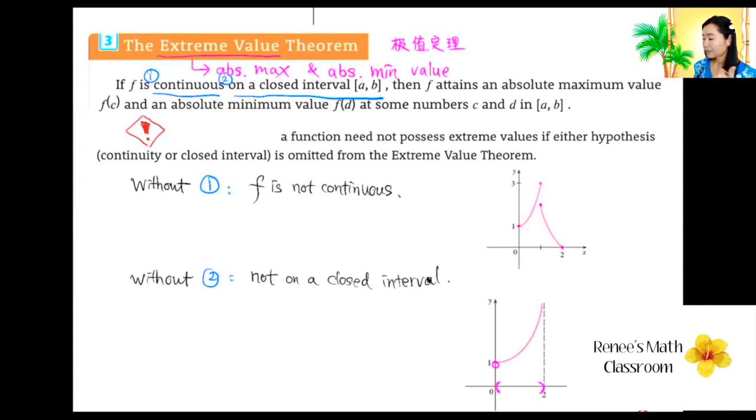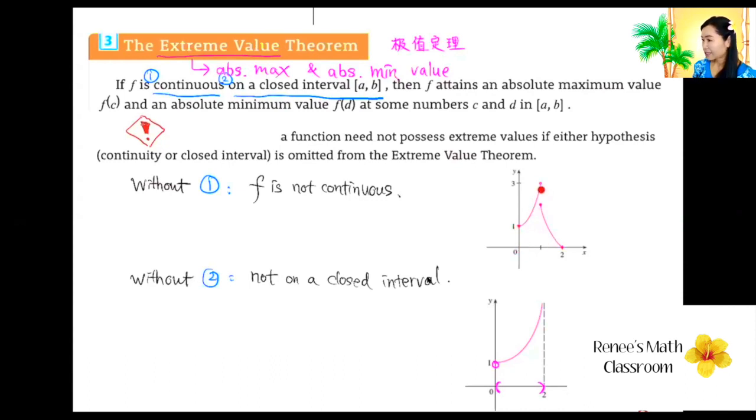There are two hypotheses for this. There are two conditions for when you apply this theorem. Number one, the function has to be continuous. Number two, it has to be a closed interval, a to b. Now, if you take away one of them, then this conclusion is not guaranteed. Say we take away the first condition. If the function is not continuous, we can have a function like this. It's not continuous at 1, but it's on this closed interval from 0 to 2.